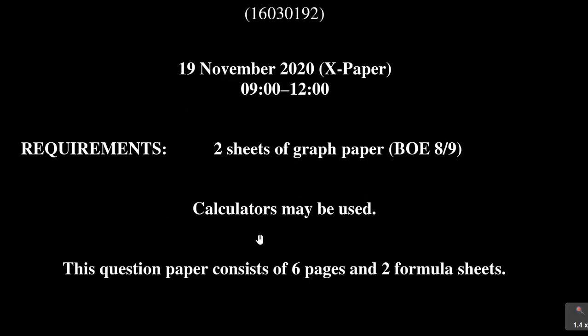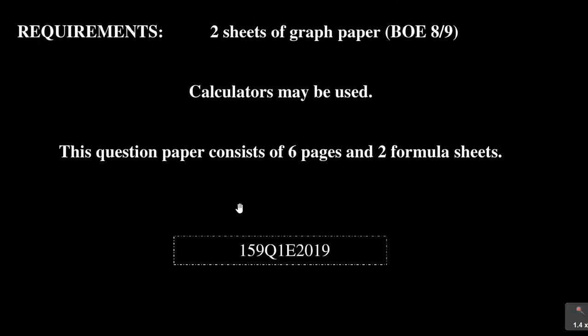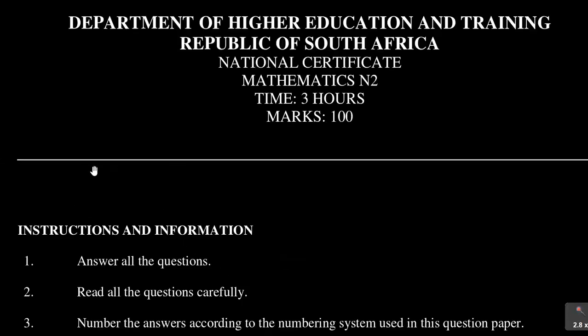You definitely need a scientific calculator for this. The question paper consists of 6 pages and 2 formula sheets, and it had a unique code for that particular exam, which is shown on the screen. Now let us look at a few instructions. I will always encourage students to go through the instructions because sometimes they carry relevant information which you need to know.